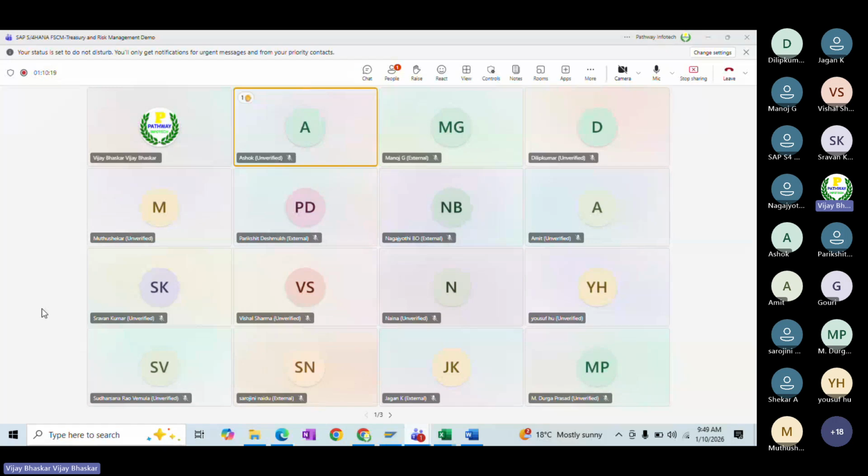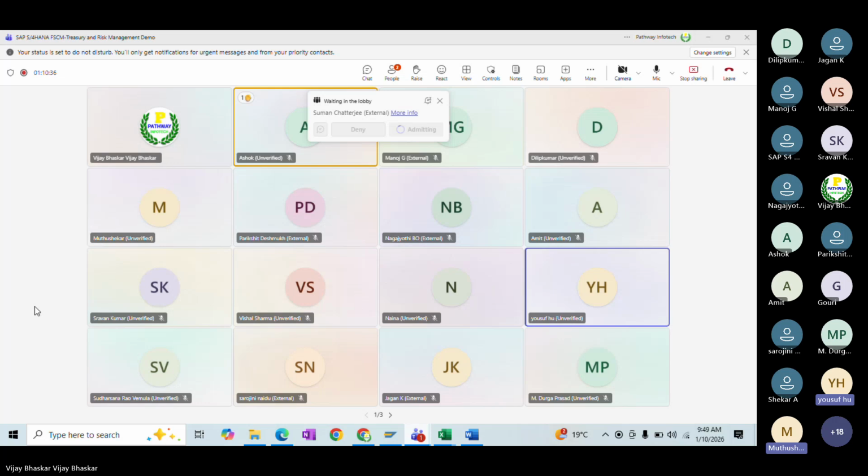Again, there are listed and unlisted instruments, and O2C. We will discuss one by one in case you want. Which things SAP is going to support and which it is not, I will explain in detail during the session. Don't worry about that.